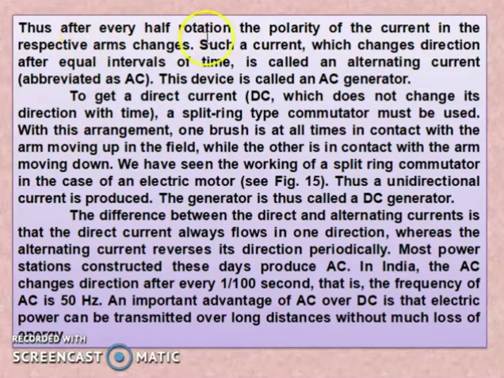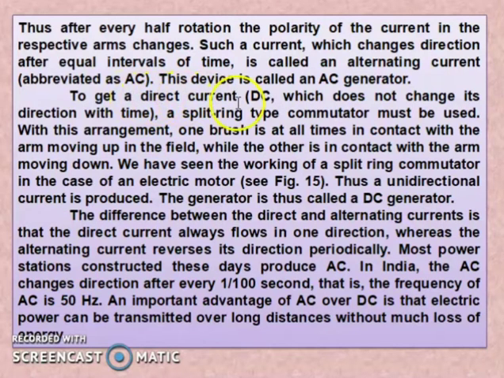Thus after every half rotation, the polarity of the current in the respective arms changes, and such a current, which changes direction after equal intervals of time, is called alternating current. So we call it an AC generator.